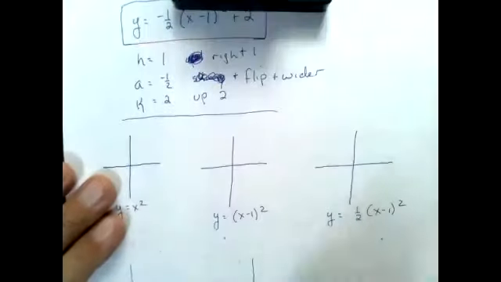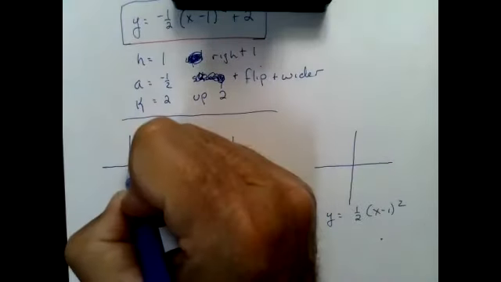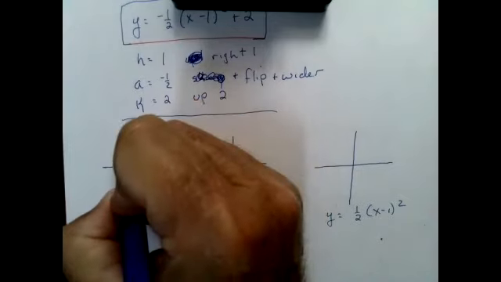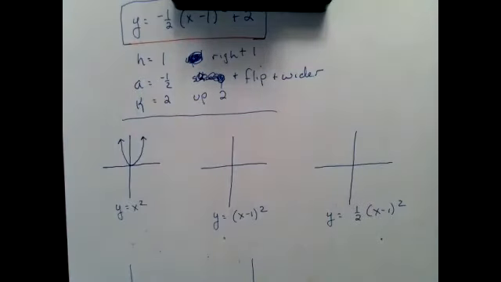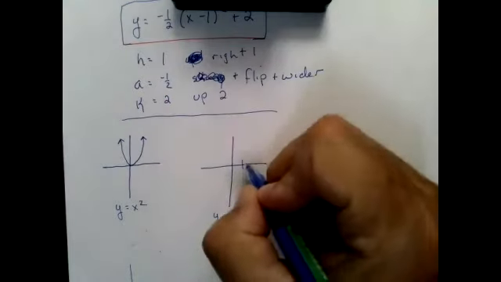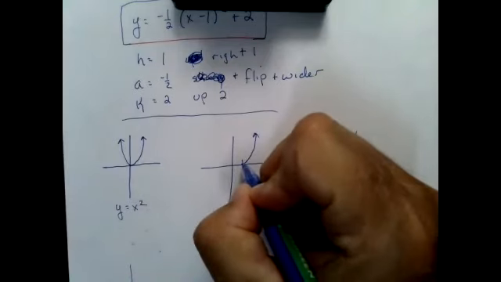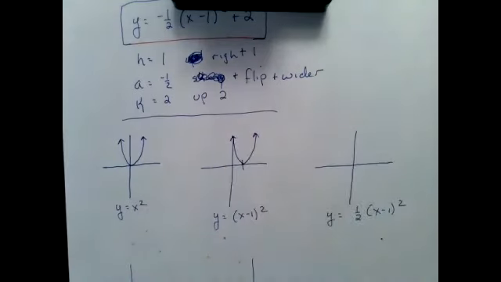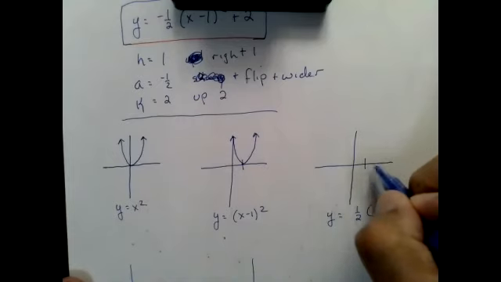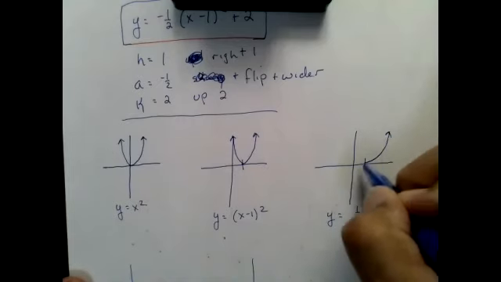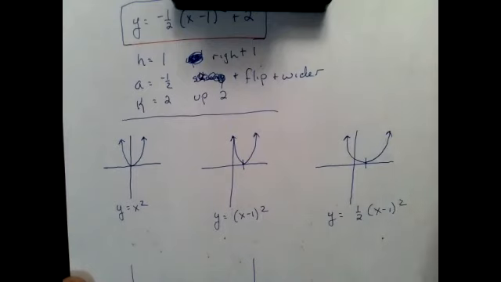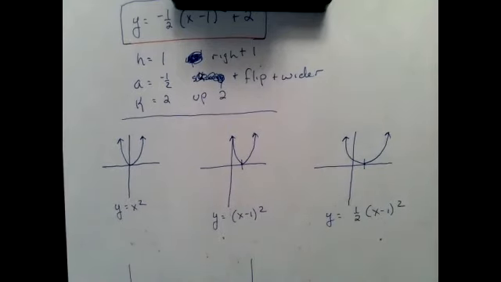Okay, so let's see what we have here. y equals x squared. Hopefully y'all got that right. That's worth 1 point out of 5. To the right one, want to kind of maintain that same shape. Moved it to the right one. This is the equation with my h. Now the 1/2 is going to make it wider. Still that parabolic U shape, but I made it wider.